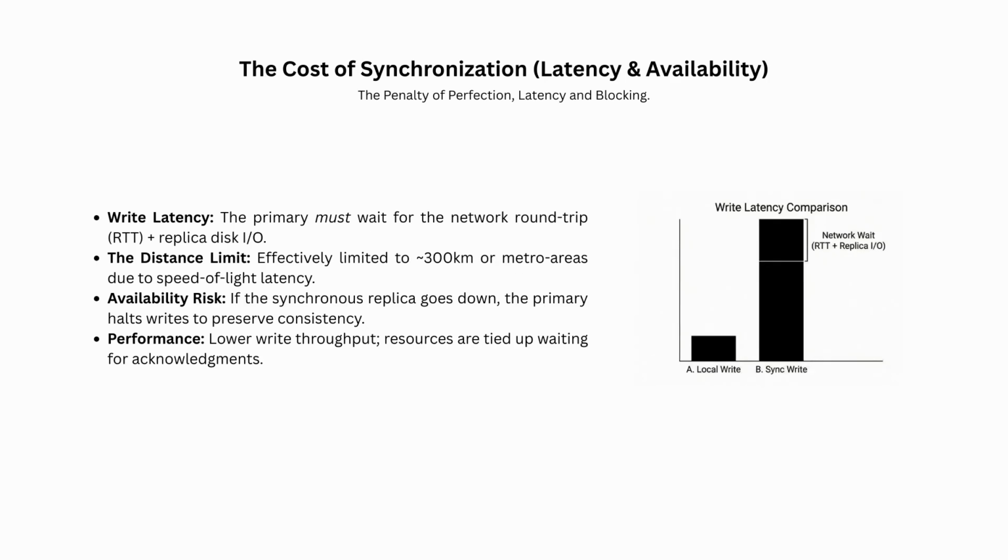But safety isn't free. The cost is latency. Your write speed is now determined by your slowest replica. If your replica is 50 milliseconds away, every single write now takes at least 50 milliseconds. This is why synchronous replication is usually limited to distances under 300 kilometers. Furthermore, you have a new risk. If your synchronous replica crashes or the network fails, your primary database might stop accepting writes entirely to prevent data divergence. You are trading availability for consistency.